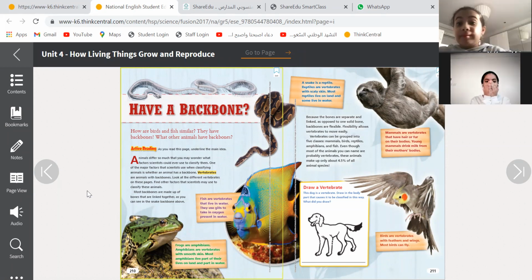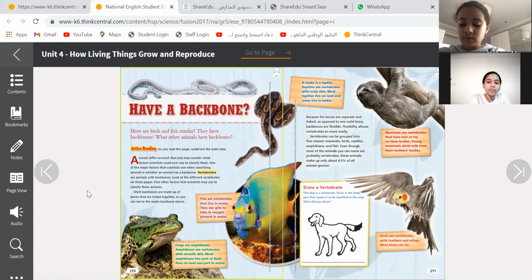In this lesson, we are going to learn a new classification of animals. Not only animals that have eggs and animals that give birth. All this was an introduction to know about animals, how they grow, and how we can classify them. So, if an animal has a backbone, do you remember the word from before? From how living things are grouped?